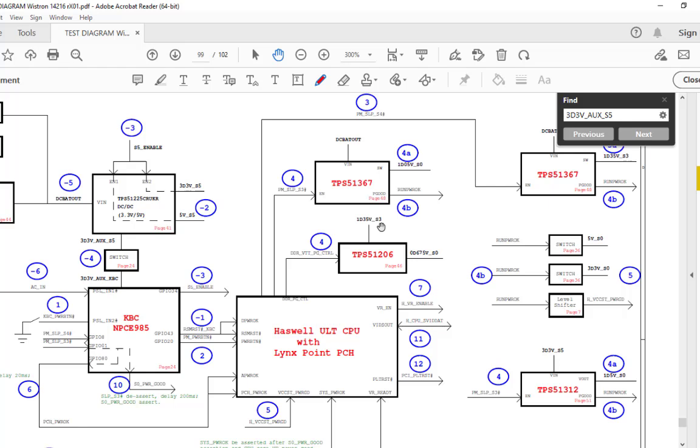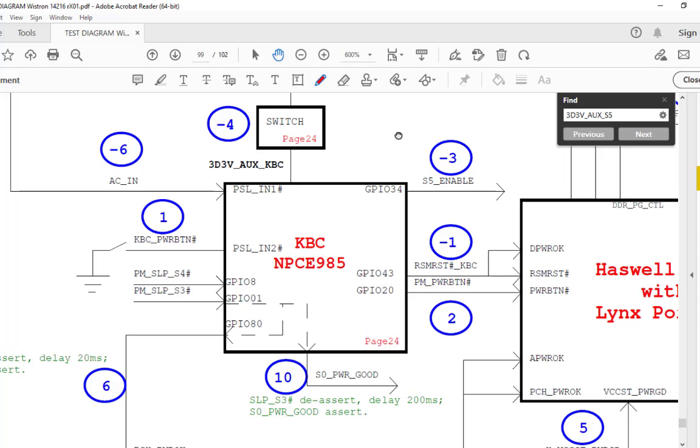Now we'll see one more signal, the power button signal. Here are two power buttons. One is the input power button, called KBC underscore power button, and another is the post power button, called PM underscore power button. So these are the two power buttons, and this one is the input power button. Once the user presses this power button, at that time a pulse will be generated, and this signal goes to the CPU.